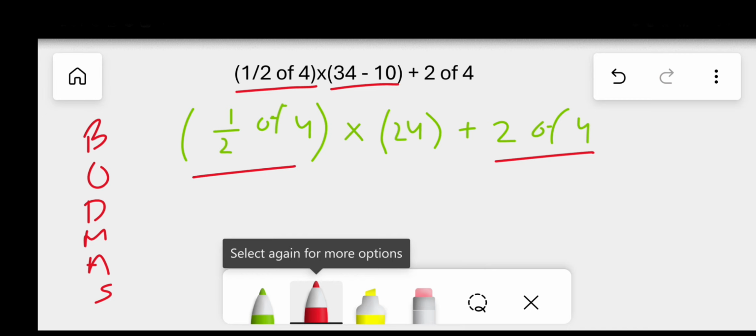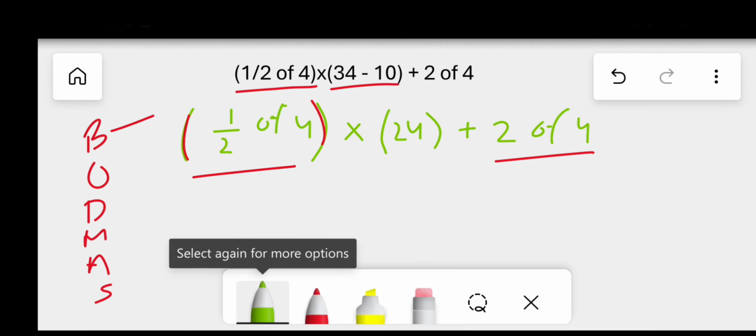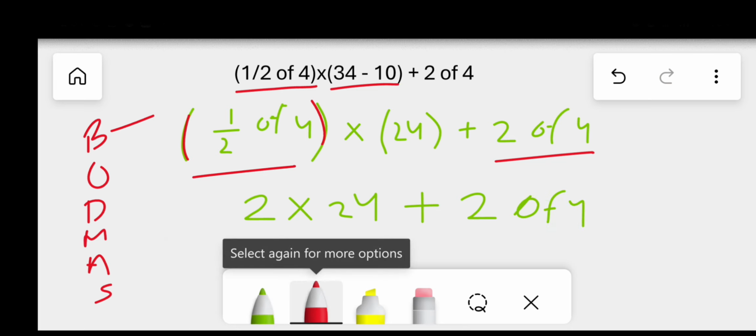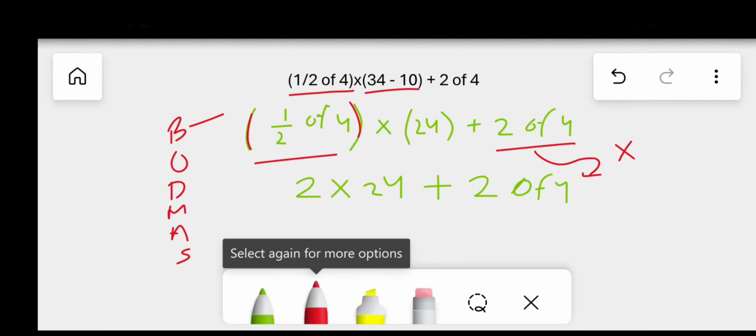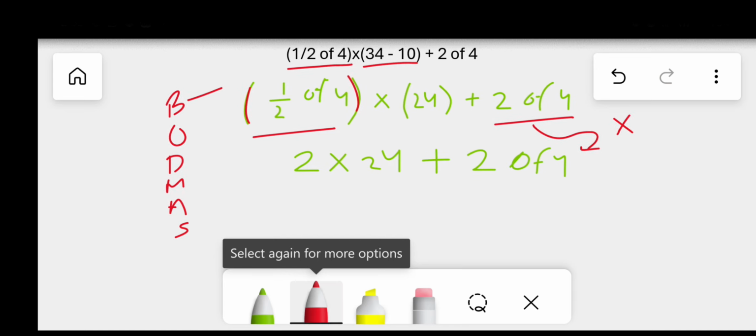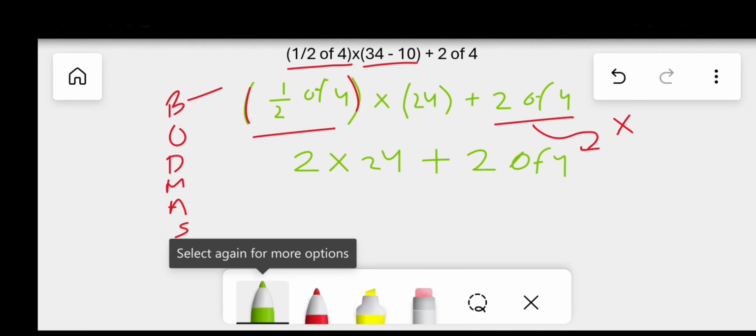In this question I have solved 34 minus 10, which gives me 24, and now I will solve half of 4, which is also under the bracket, which will give me 2, multiplied with 24, plus we have 2 of 4, which I will replace with 2. Okay, let me write 2 of 4 because we have solved this one, and I have mentioned earlier that of is a function of multiply. So let me solve this in the next step.